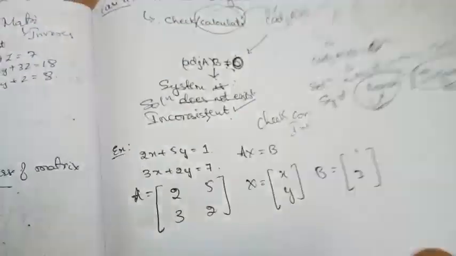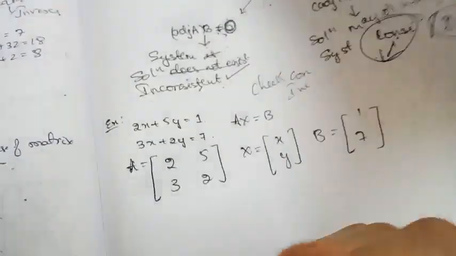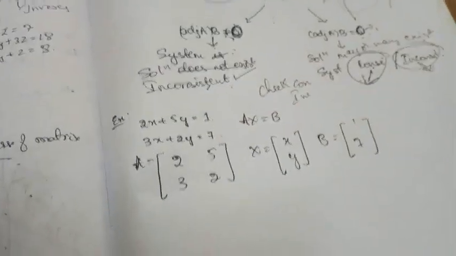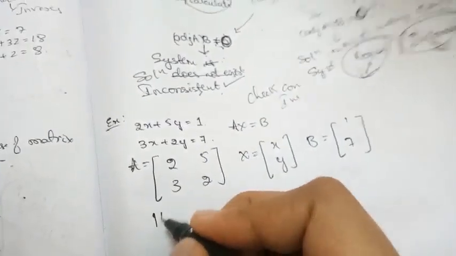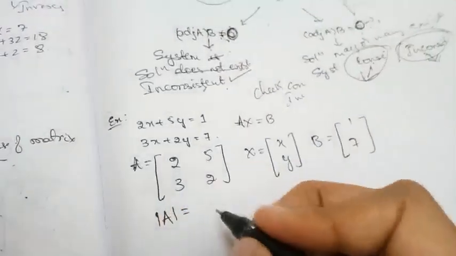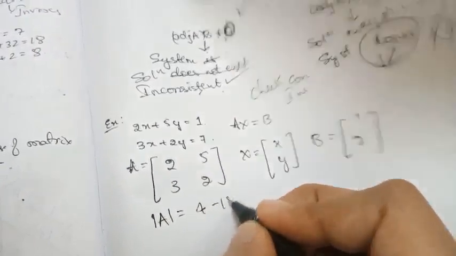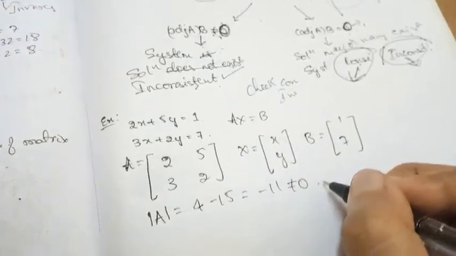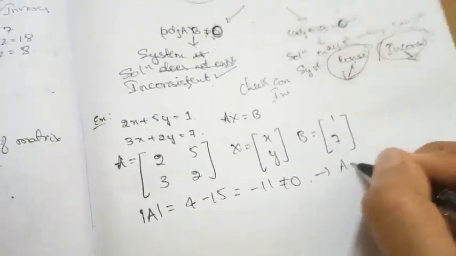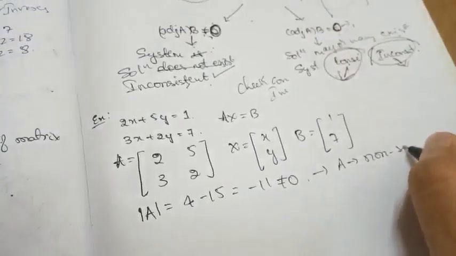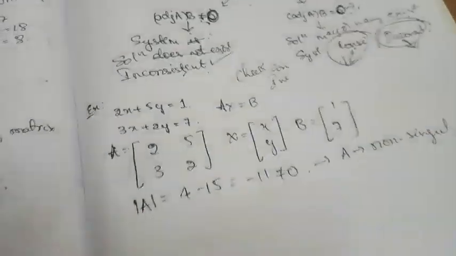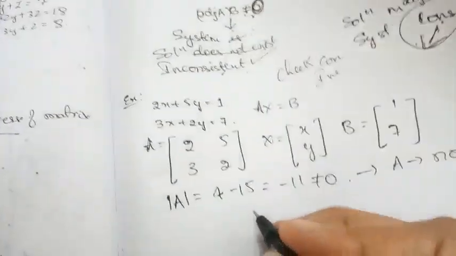Before checking the consistency, first we should know whether it is a singular or non-singular matrix. To check singularity, we find the determinant value of A, which is 4 minus 15, that is minus 11, not equal to 0. Not equal to 0 means our matrix A is non-singular. If it is a non-singular matrix, we have a unique solution. So let us find that unique solution.